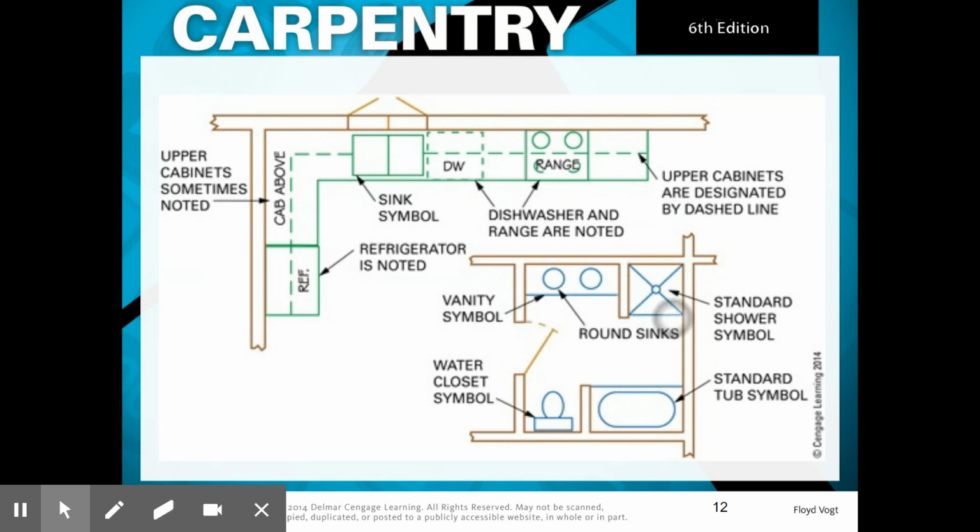In here, this is a typical shower symbol. It's just a square with an X and a drain. Here's our vanity with the sinks, a water closet or toilet. This is showing us that there's a door that swings in, and a tub.